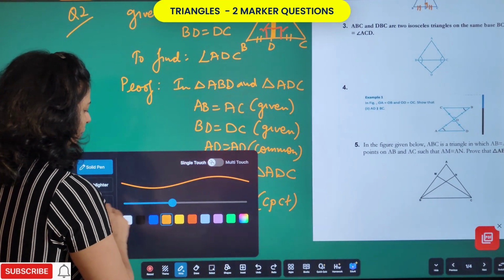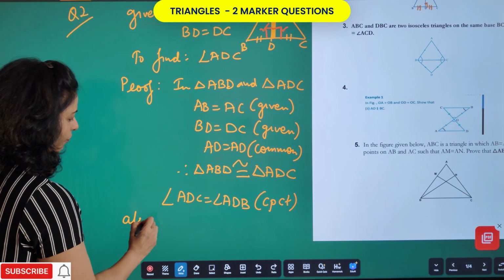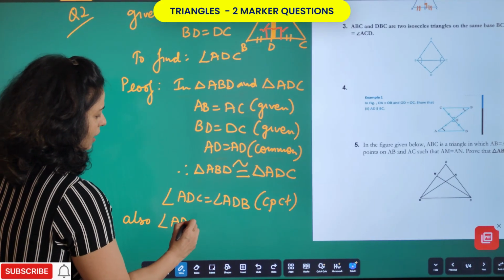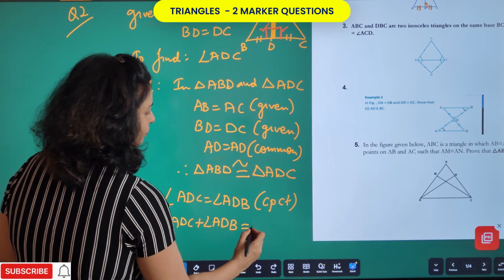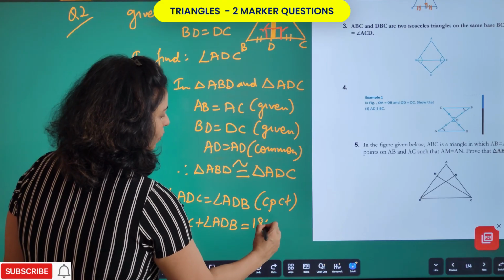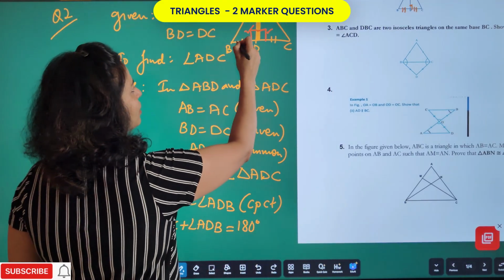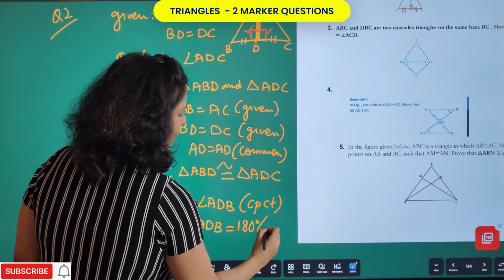So once they are equal, and also if you see, angle ADC plus angle ADB, the sum is 180 degrees. Why is it 180 degrees? Because they form a straight line, they form a linear pair.